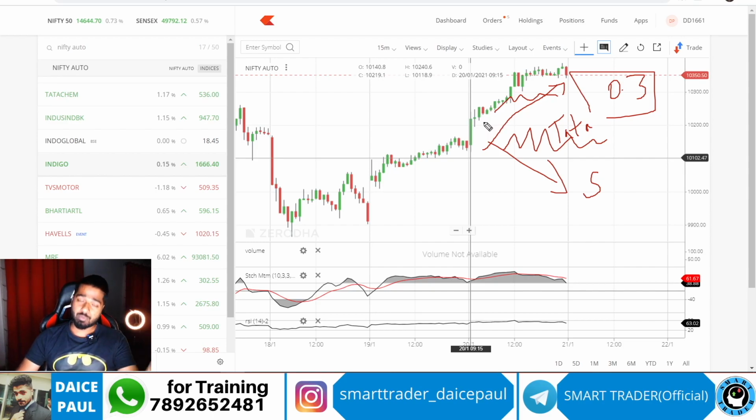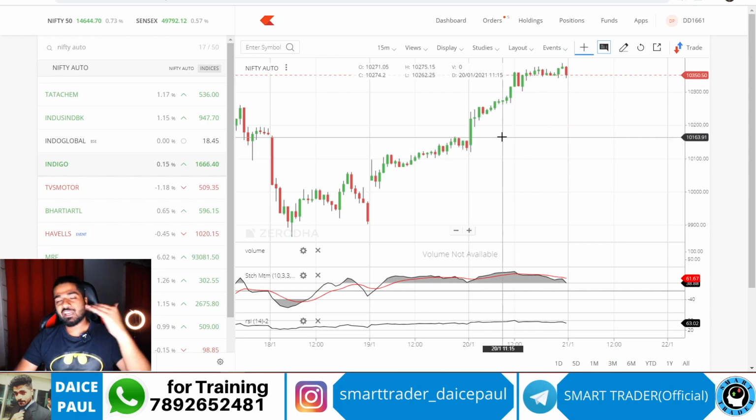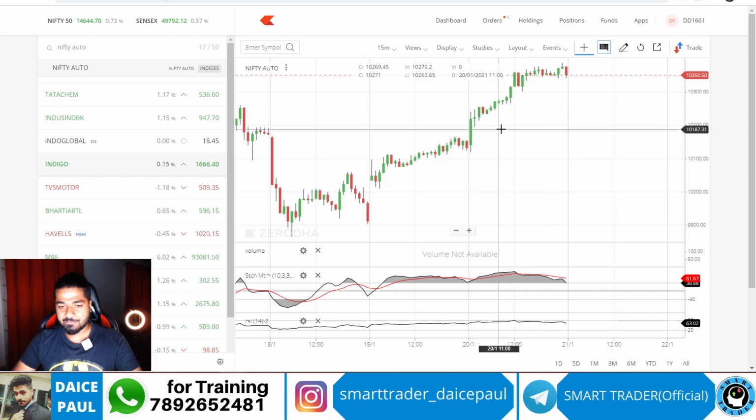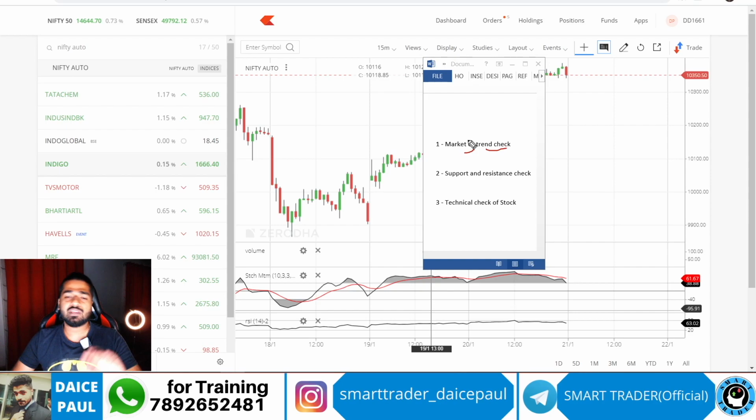That's when you book early profits. If the overall sector is breaking again and again, or the market is going up again and again, that is when you will wait for your higher targets. So that one comes under the market or trend check. Overall Nifty 50 or your specific index, in which the stock you're trading is, check which index it is and see the overall trend on a chart.